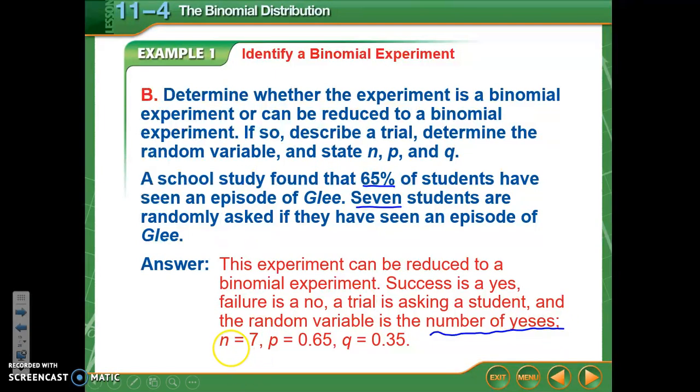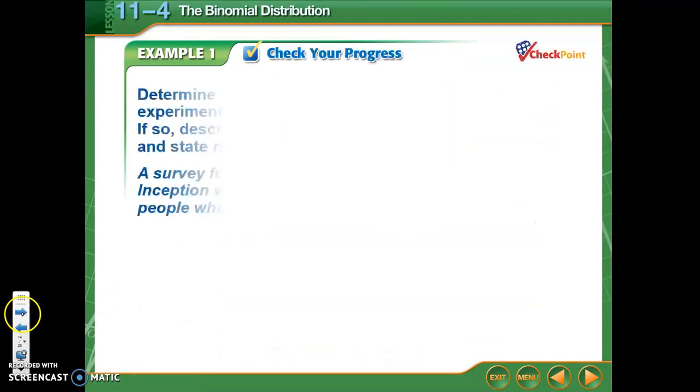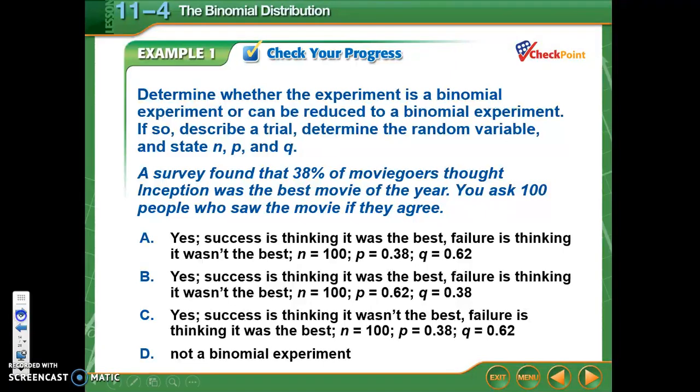Okay, so n, my number of trials, is 7 because I'm asking 7 students. Probability of success, 65%, or 0.65. So that means probability of failure is 1 minus 65%, or 35%, 0.35. Okay, try this one.